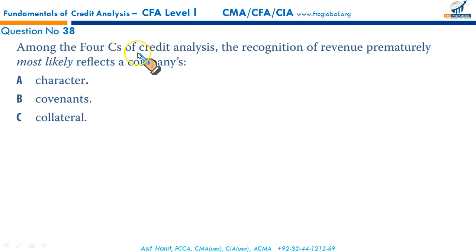Among the 4 C's of credit analysis, the recognition of revenue prematurely. Revenue recognition criteria has not been met and the revenue is being recognized prematurely. That puts a question mark on the character. Aggressive accounting, tax strategies. All these are examples of aggressive accounting, recognizing your revenue prematurely, even the revenue recognition criteria has not been met. A.